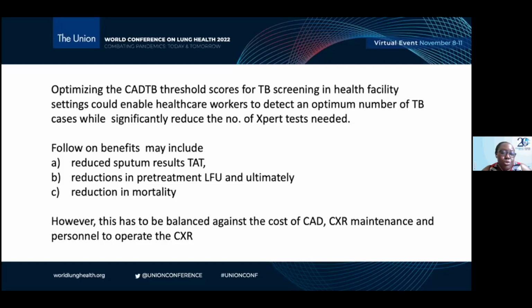The follow-on benefits to optimizing this CAD threshold score would be reduced results turnaround time, because then the labs would not be so overwhelmed with testing so many patients with Xpert, and probably reductions in pretreatment loss to follow-up, because we've seen that in our setting, the longer the turnaround time for a GeneXpert sputum test, the higher the probability that that patient will leave the facility, will not come back for their result, and will ultimately have pretreatment loss to follow up.